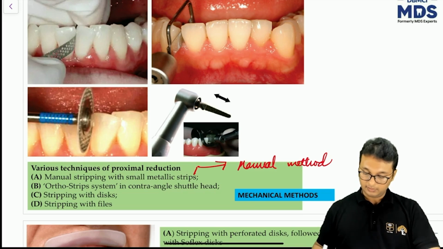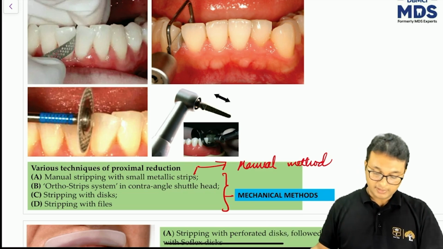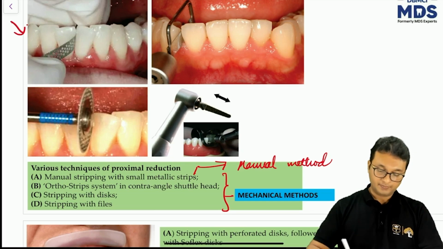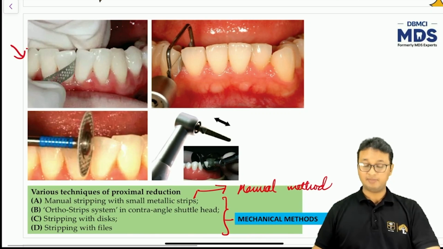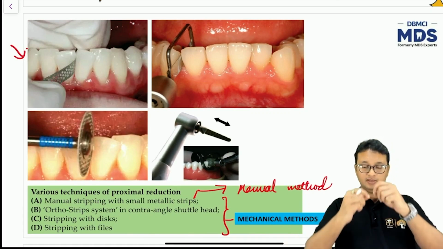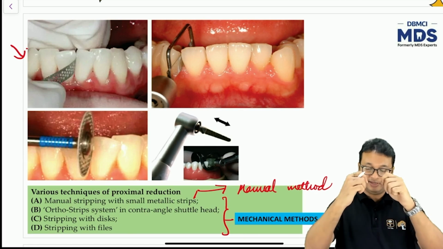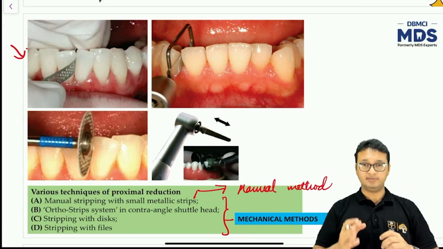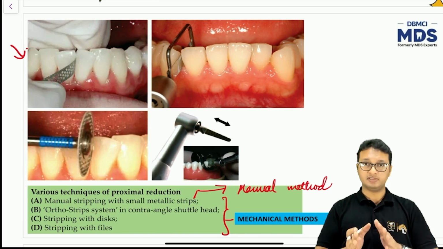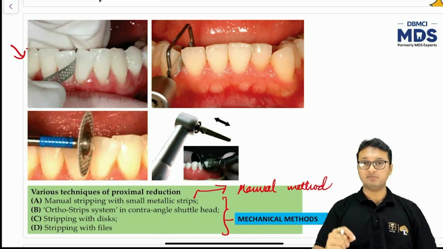So this is the manual method, and the rest of the three are mechanical methods. In the manual method, as you can see in this figure, the operator is holding the double-sided diamond strip in his hand, and the orthodontist is putting the strip. He is basically removing the contact point. He's breaking the contact point between two adjacent teeth in a to and fro motion. So that is the manual method.